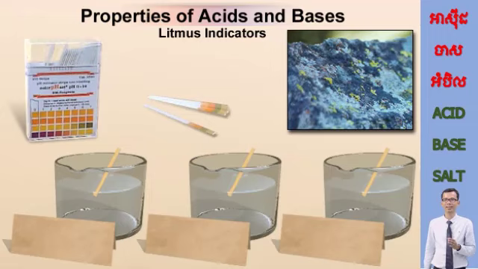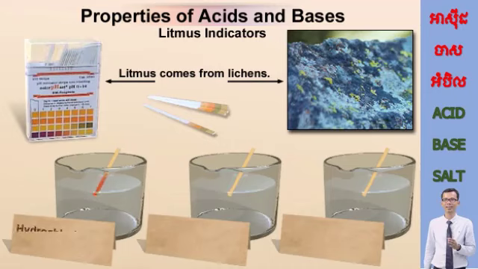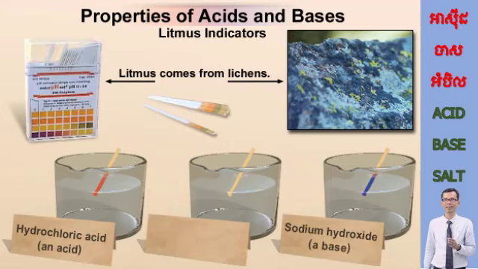Litmus is a natural dye derived from lichens. Lichens are organisms found on exposed rocky areas and come in a variety of colors, depending on the acidity of their environment. A thin paper strip saturated with litmus is known as litmus paper. Litmus paper turns red in an acidic solution and blue in a basic solution. Water is a neutral substance, which means it is neither acidic nor basic. Litmus paper does not change color in neutral substances or solutions.